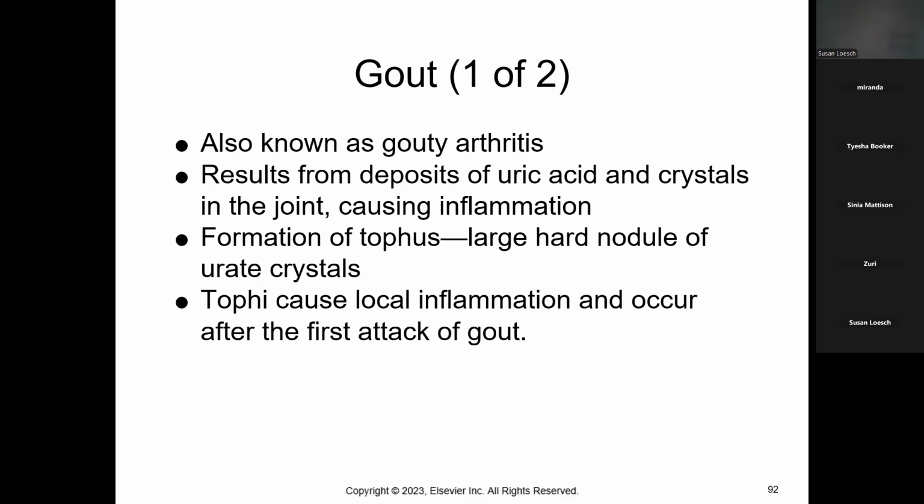They'll also develop something called a tophus or tophi. This is a large, hard nodule, and it's made out of uric acid or uric crystals. And it can get into that joint. It's going to cause inflammation, redness, swelling. And usually they'll have the attack of the gout first. The tophi will develop a little bit later.